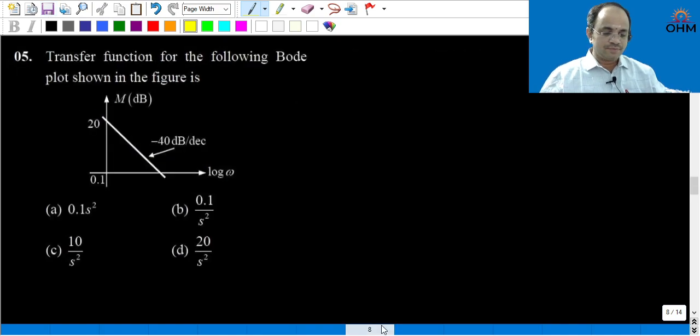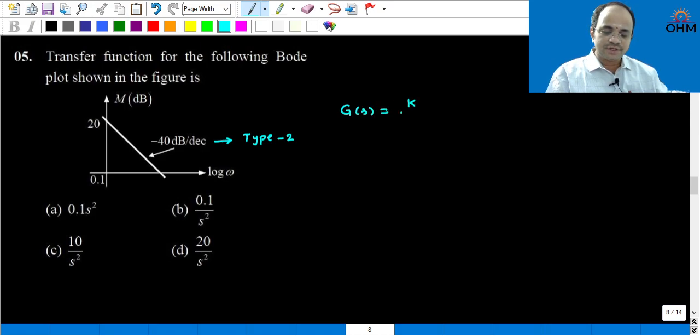Next one, let us look into question number 5. This is another question from Bode plot. Transfer function of the Bode plot shown in the figure. Okay, now based on that we have to find out the transfer function. Now, as the initial slope is minus 40 dB per decade, the given system will be type 2 system. Therefore, you can write down the transfer function as K by S square.